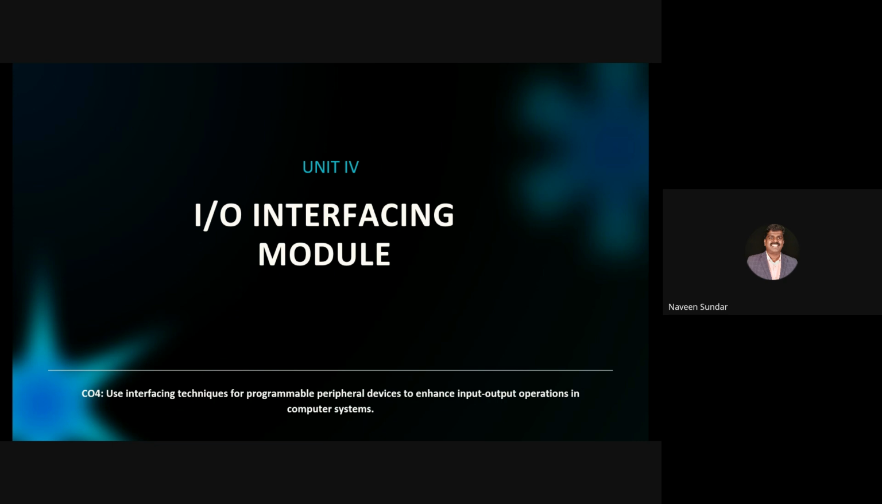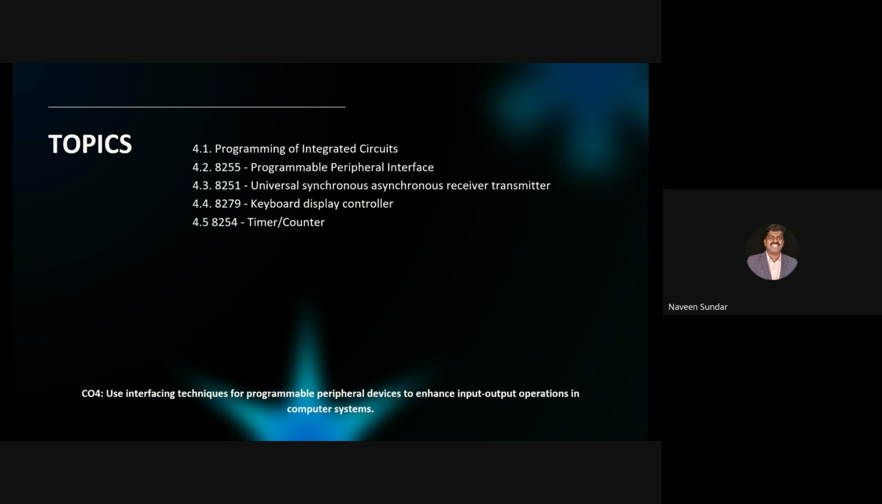Already we saw about the input output module, which connects the input output devices, that is the peripheral devices, with our microprocessor, and how the IO module functions work. And this particular thing, that is the IO interfacing module, enhances the input output operations in the computer system. So let us see about this particular thing.